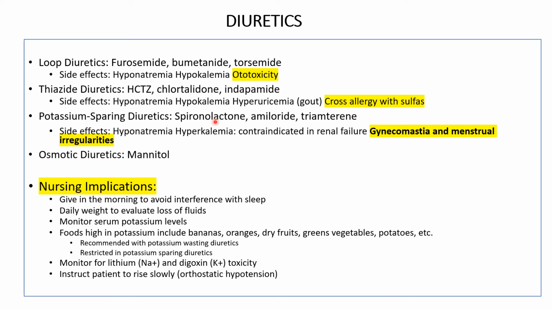But the difference is that instead of promoting the elimination of potassium, they retain potassium. For that reason, they cannot be used in people that have high potassium, like people with renal failure. Independently of this action, spironolactone has an anti-testosterone action, producing impotence, gynecomastia in men, and menstrual irregularities in women. The osmotic diuretics, the prototype is mannitol, are used in emergencies, specifically brain edema and acute glaucoma.